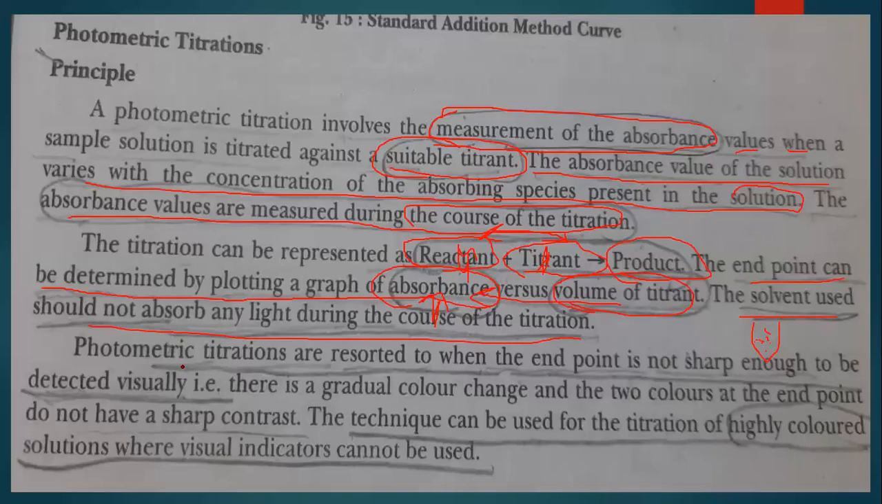The photometric titrations are resorted to when the end point is not sharp enough to detect visually.